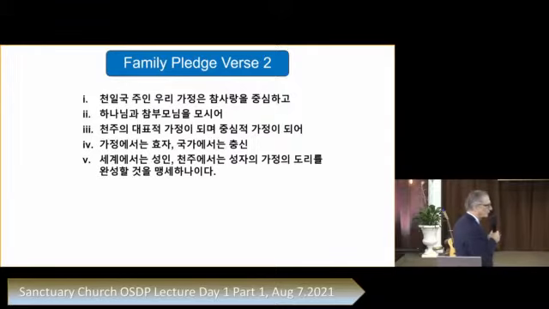So all eight verses start with that statement: our family centering on true love. We're going to do this, and this, and this. Here, 하나님과 참 부모님을 모시오. 모시다 means to attend God and the true parent or true parents.